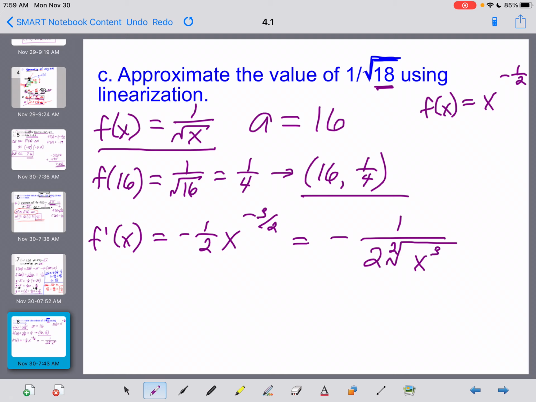So it's the opposite of 1 over 2 times the square root of x cubed. And now we need to evaluate f prime at our a value of 16. So where are we here, guys? A negative 1 over 2.